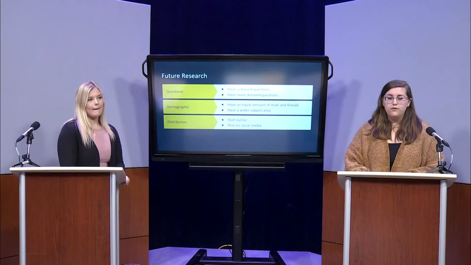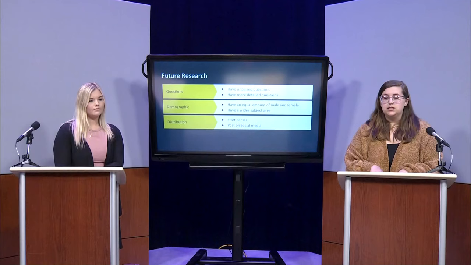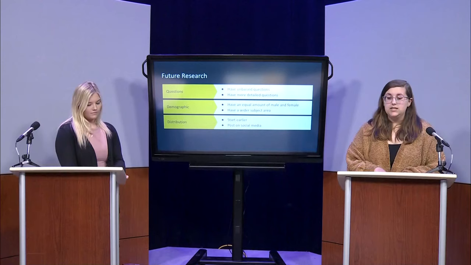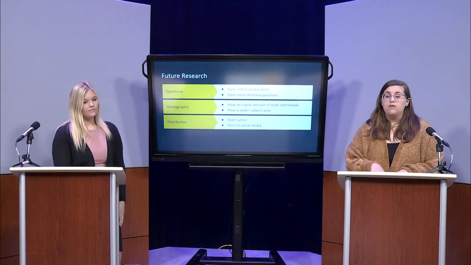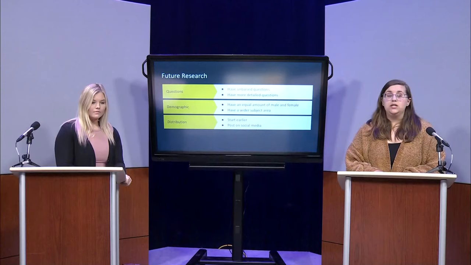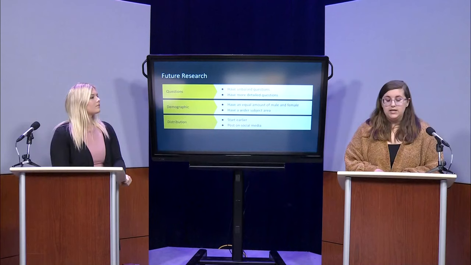So with questions, we're going to create a more unbiased question so that we have an equal amount of female and male respondents and have a more detailed question. So if the participant answers strongly disagree, we can figure out why they actually answered that. For the demographic, like I said, we want to have an equal amount of male and female. So that means to fix the questions and have a wider subject area, so not only Longwood students can take it, but anyone can. For the distribution, we're of course going to start earlier, and since we don't have to worry about just Longwood students taking it, we can post it on social media.